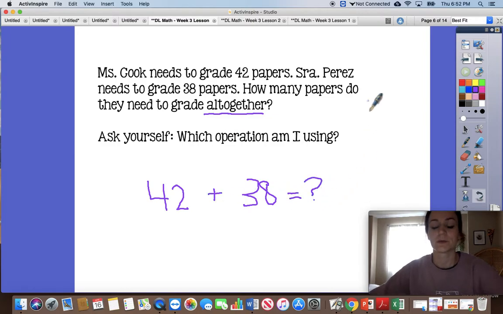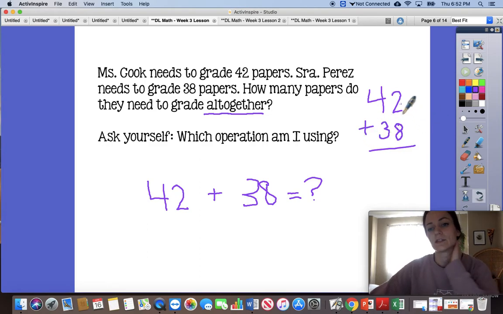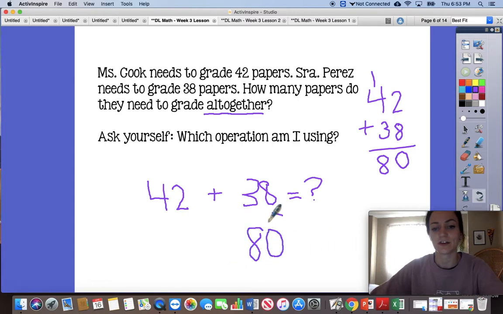Okay, and it helps me when I add to put them on top of each other, right? So make sure you line up your 10s with your 10s, okay? And then your 1s with your 1s, and we'll go ahead and add these. Okay, 2 1s plus 8 1s, 8, 9, 10. So I'm going to put a 0 in the 1s place, and I'm going to carry that new 10 over to the 10s place. 4 10s plus 3 10s, 4, 5, 6, 7 10s plus 1 more is 8 10s. Okay, so Senor Perez and Miss Cook have 80 papers to grade all together.